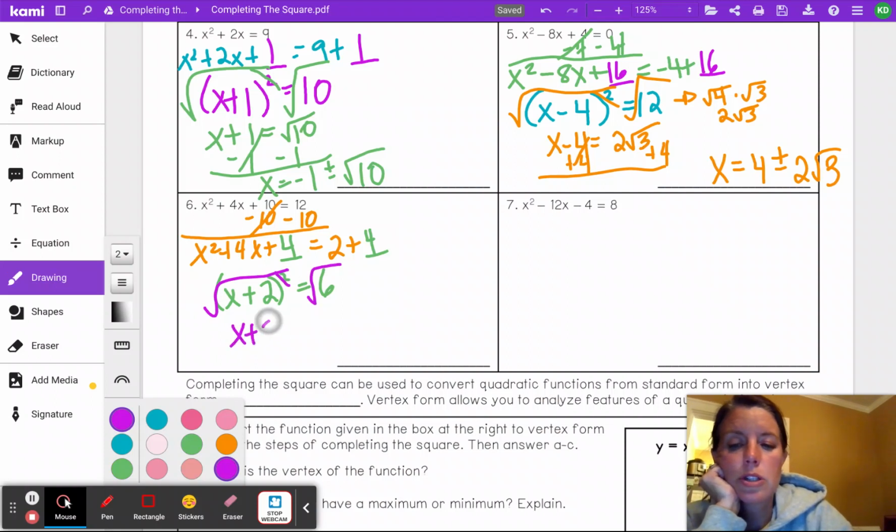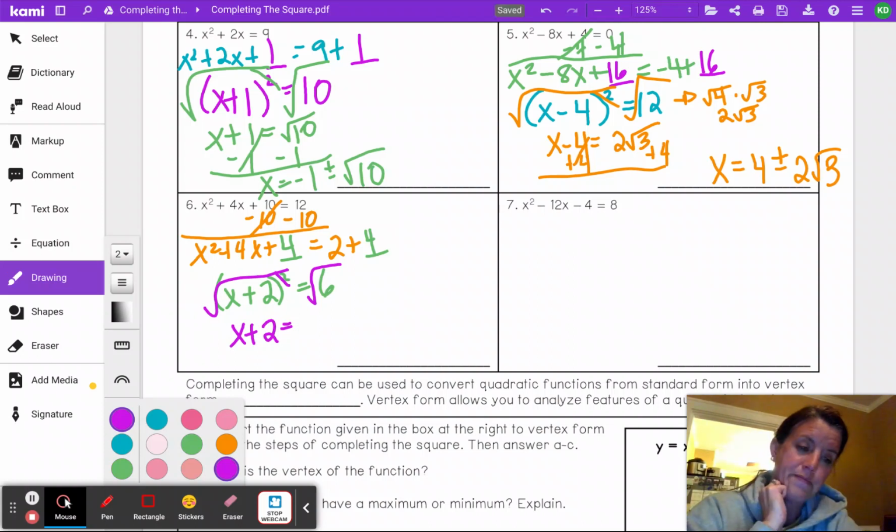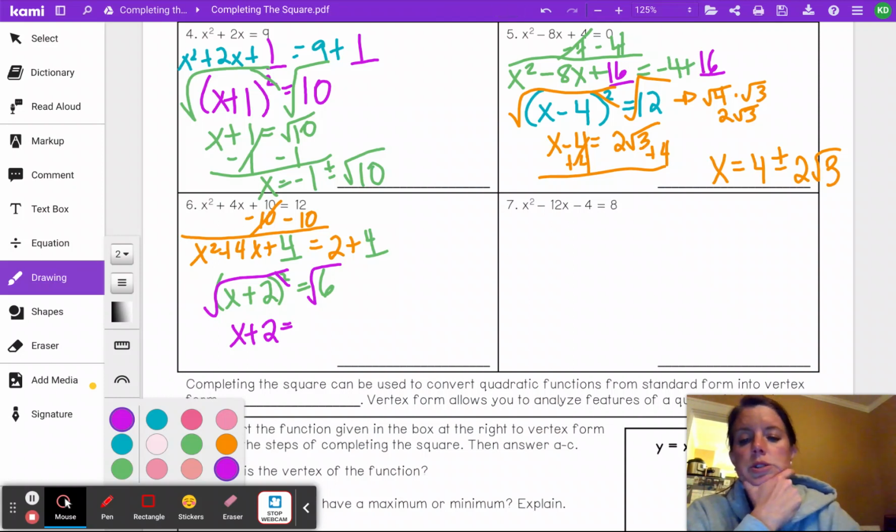So x plus 2 equals, can 6 be brought down any? No, just 6 and 1 and 3 and 2. None of those are perfect squares. So x plus 2 equals square root of 6. Subtract 2 from both sides. So your answer is x equals negative 2 plus or minus square root of 6.